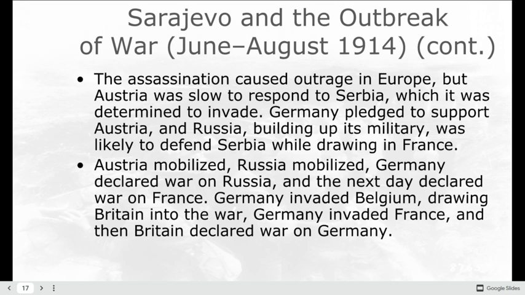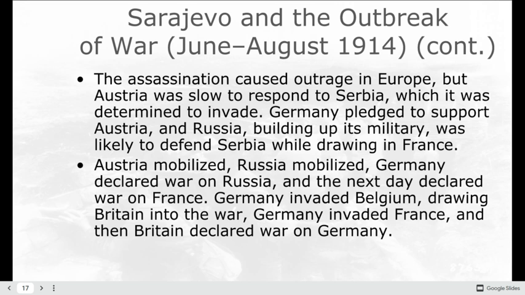Austria was determined to invade. Germany pledged to support them. And Russia, in the meantime, wanting to protect the Orthodox Christian territories, wanted to defend Serbia, which was going to eventually draw in France and then later on Britain. So Austria decided to mobilize, ask their armies to gather all their troops and poise for an invasion. Russia would do the same.